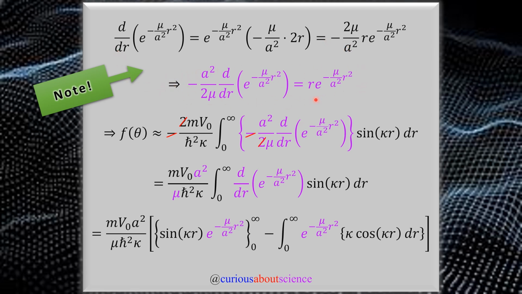So what we can do is rewrite r e to the negative mu r squared over a squared, inside the integral, in terms of a derivative with constants. The reason this is helpful is because then you can set up your integration by parts very quickly. Doing that, upon plugging this in, the negative and the 2 cancel here and here, so we get that cleaned up. Then we can take these constants out front.